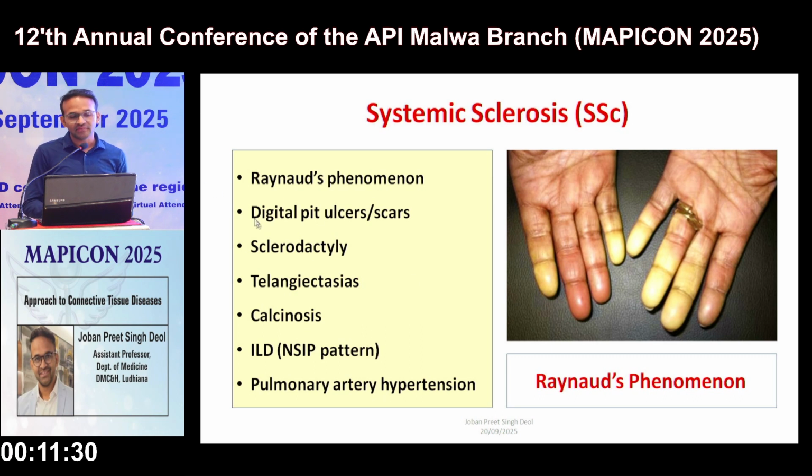Then if Raynaud's phenomenon is severe enough, it can cause digital pit ulcers or scars. So Raynaud's phenomenon by and large can be seen in all the connective tissue diseases, but if it is severe enough to cause digital pit ulceration, then the diagnosis of systemic sclerosis is leading. Then sclerodactyly, if one has skin thickening over the fingers, if one has telangiectasias over the palms, cheeks, lips or tongue, then also you should think of systemic sclerosis. Calcinosis is nothing but soft tissue calcification, which is again a very characteristic feature of systemic sclerosis and dermatomyositis. NSIP pattern of ILD or pulmonary artery hypertension are quite frequently seen in systemic sclerosis.